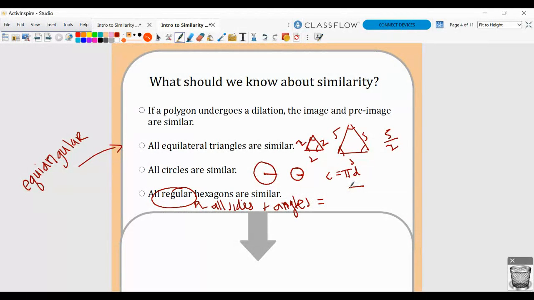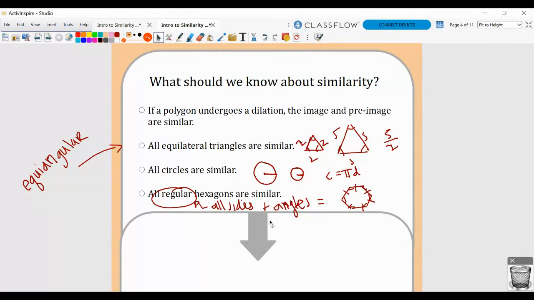Right? So a hexagon has 6 sides. So if it's regular, that means that this is not well drawn. That means all of these sides and all of these angles are congruent. It's kind of like an equilateral triangle, but for a hexagon. An equilateral triangle is a regular triangle, actually. A square is a regular quadrilateral.